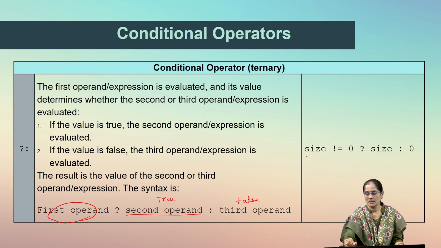If the variable size is not equal to 0, this is a condition. So, this condition is checked. If this condition becomes true, the value of size is assigned to the variable at the left hand side, or else if it is false, the value of 0 is assigned to the left hand side if it is given as an expression. So, we will look into a small example here.